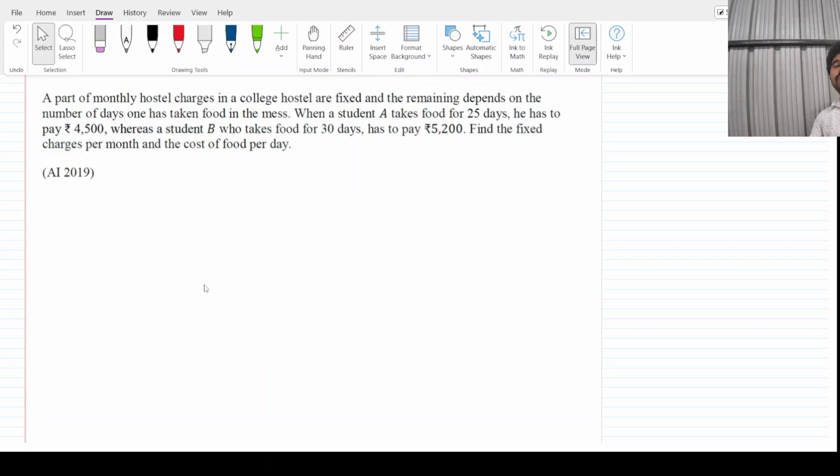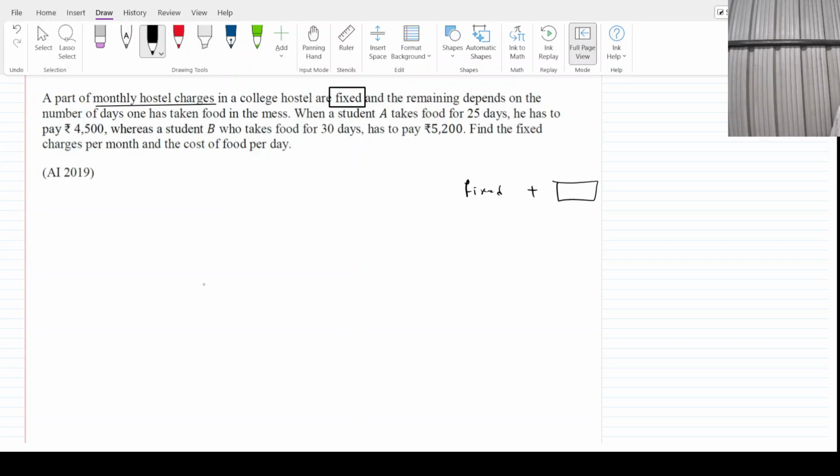A part of monthly hostel charges in a college hostel are fixed. So see now, first of all, monthly hostel charges. Actually, in a hostel, if you go and join, every month they will be charging you some amount. A fixed value will be there, plus I will charge for however many days you ate. Understood?